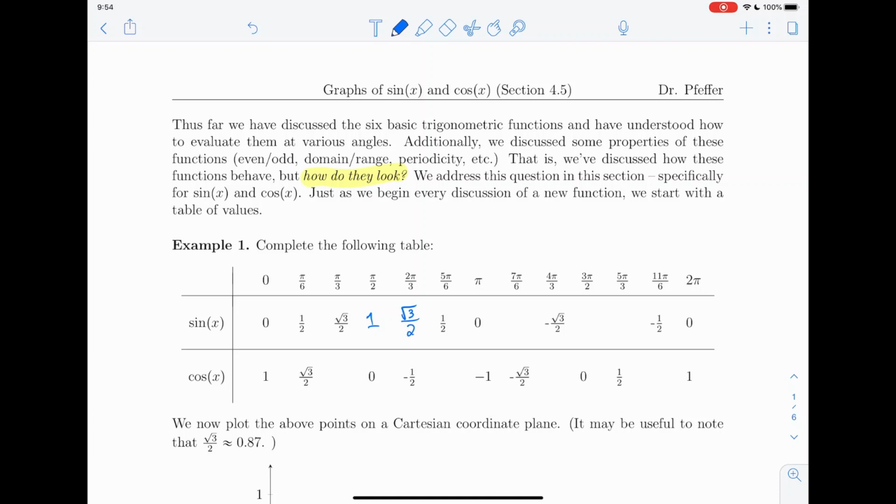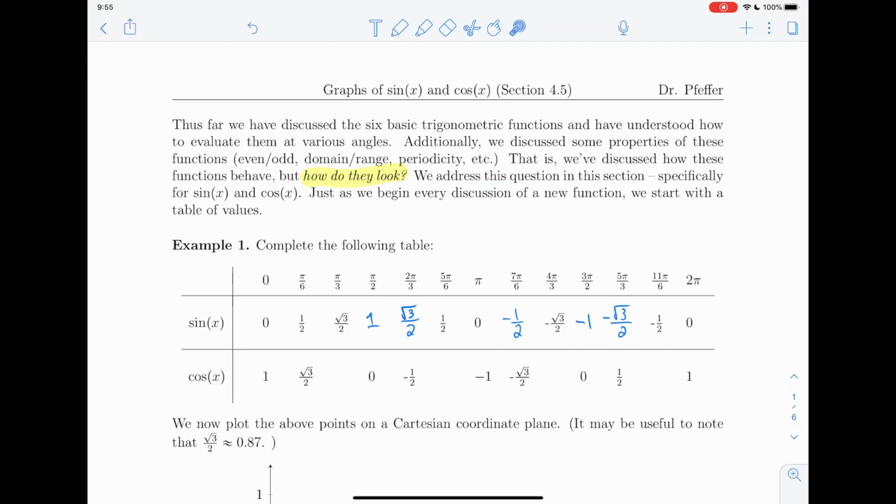And I might take a pause here and say that it might be fruitful for you at home to pause the video, try to fill in the rest of the table on your own, and then resume the video and compare and contrast. Continuing, however, the missing values are at 7 pi/6, sine is -1/2, at 3 pi/2, sine is -1, and at 5 pi/3, it's -√3/2.